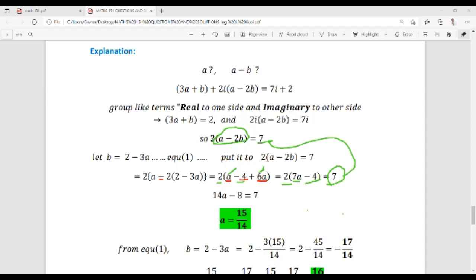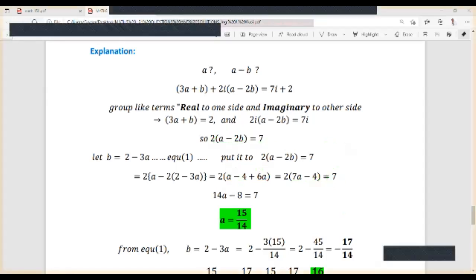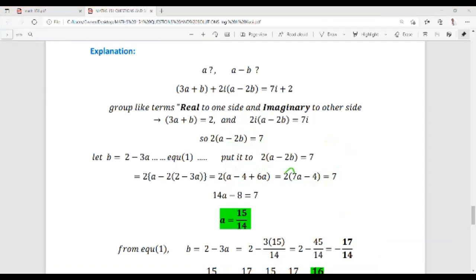According to this side, it says this is equal to this 7. So we can bring our 7 here, because that is what we are expanding. So it's equal to 7, right? Now that we know it's equal to 7, we can expand this. 2 times 7 will be what? 14A. And 2 times minus 4 will be minus 8. And still we repeat our 7 and bring the 7 here.